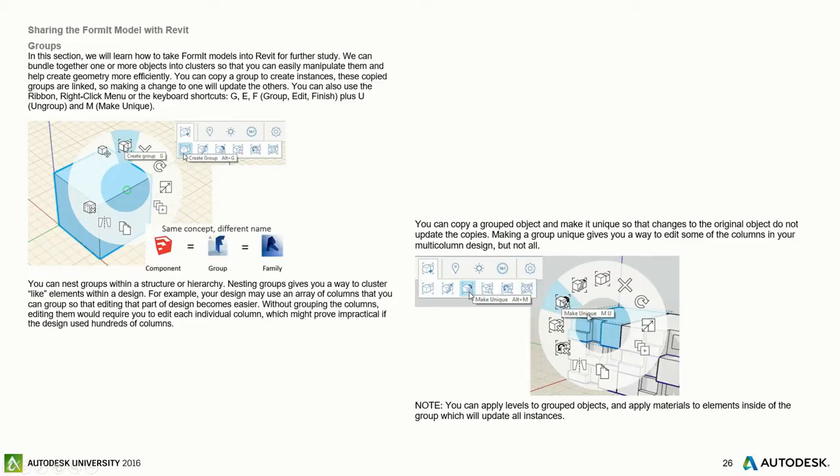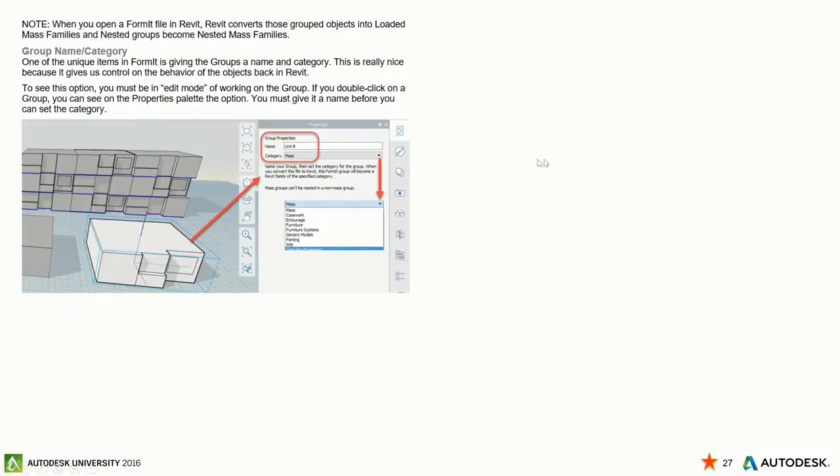Also, if you work with any groups, you can always make them unique, all right? So if one needs to change, you can do that. It's called select and right click, okay, as you're going through it. This is the biggest thing you've got to take note of. When you're building your groups, they can have names. It's going to assume when you build a group that it's a mass category. That's how it's going to come into Revit.